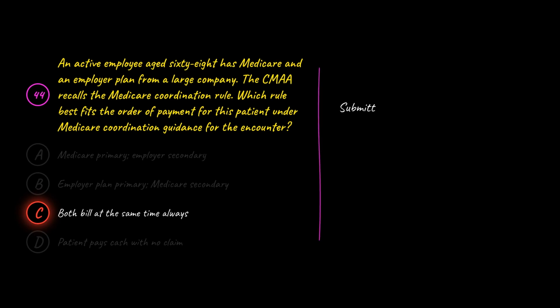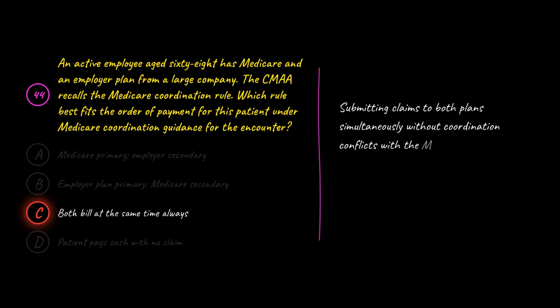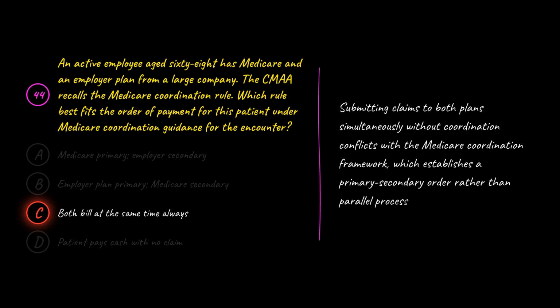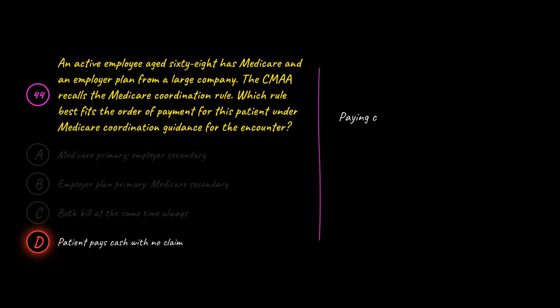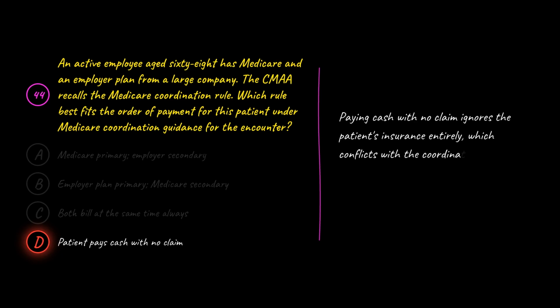C is wrong because submitting claims to both plans simultaneously without coordination conflicts with the Medicare coordination framework, which establishes a primary-secondary order rather than parallel processing of identical claim transactions. D is wrong because paying cash with no claim ignores the patient's insurance entirely, which conflicts with the coordination of benefits framework and the assignment of benefits the patient typically signs at registration.